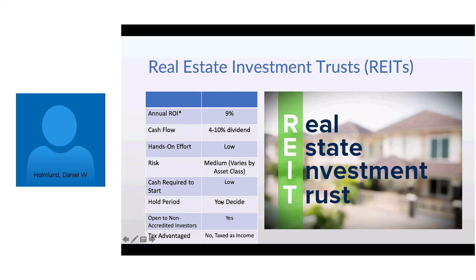Are they open to non-accredited investors? Yes. Are they tax advantaged? No, not really. Income from real estate investment trusts is taxed at normal taxation rates, so it's either capital gains or income tax rates.